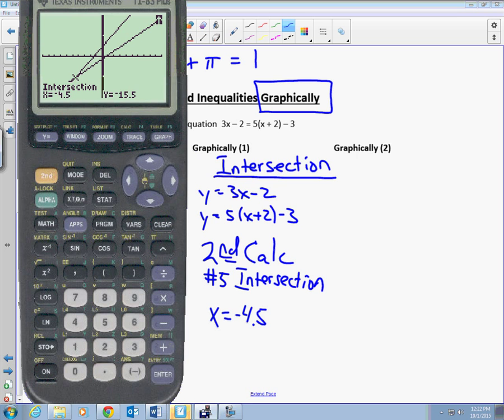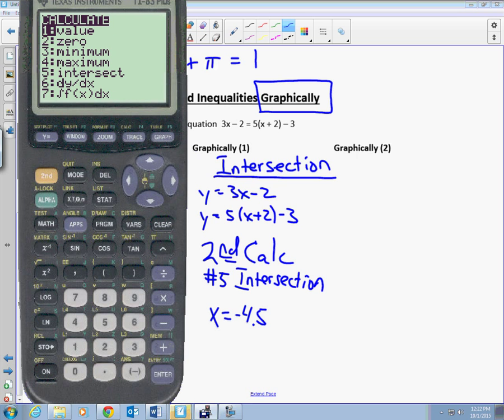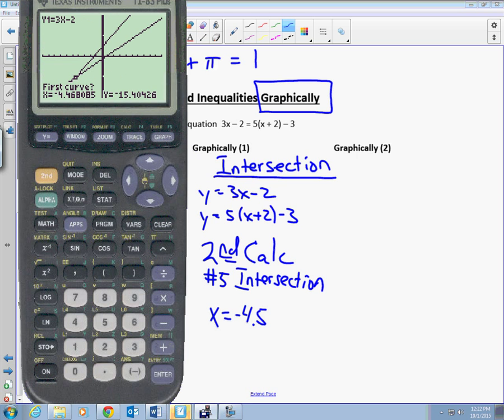Okay, so we go second, calculate. We do number 5 for intersection. And if you can't tell what curve it's on, you can either move, so you can see which one's on, or you can look above and see, oh, it's 3x minus 2. Press enter on that one, then make sure it switches. I can move it up and down to transfer which curve it's on. So I want to make sure it's on my second one, enter, and then I enter on guess, and it will compute negative 4.5.